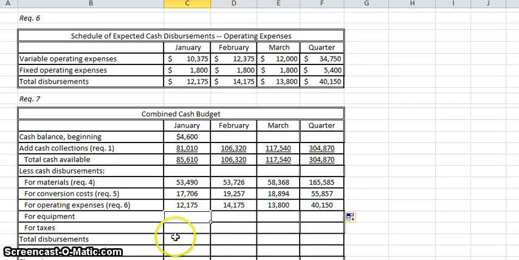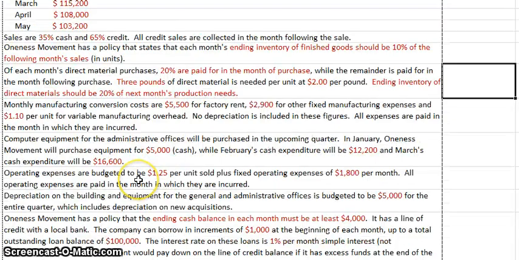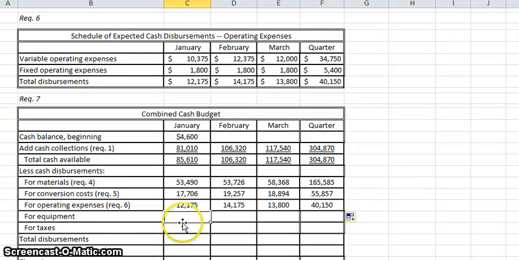Now, equipment. Let's read what it tells us about the equipment purchases. It says here in the letter F, computer equipment for the administrative offices will be purchased in the upcoming quarter. In January, Oneness Movement will purchase equipment for $5,000 cash. February's cash expenditure is $12,200, and March's cash expenditure is $16,600. They're emphasizing cash because this is a cash budget. And so if we're going to be buying anything with a note payable, that would not go on the cash budget.